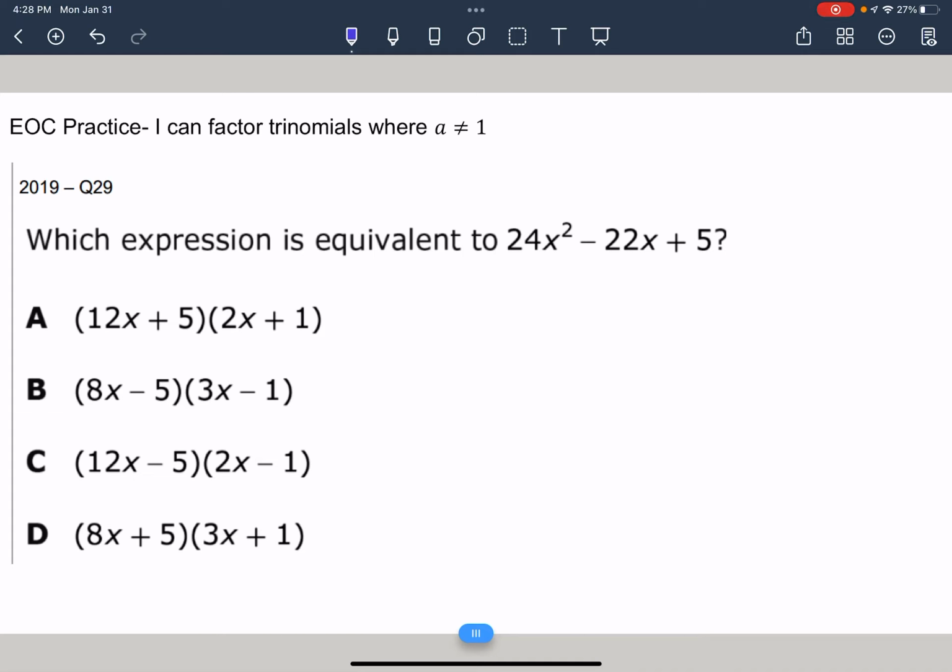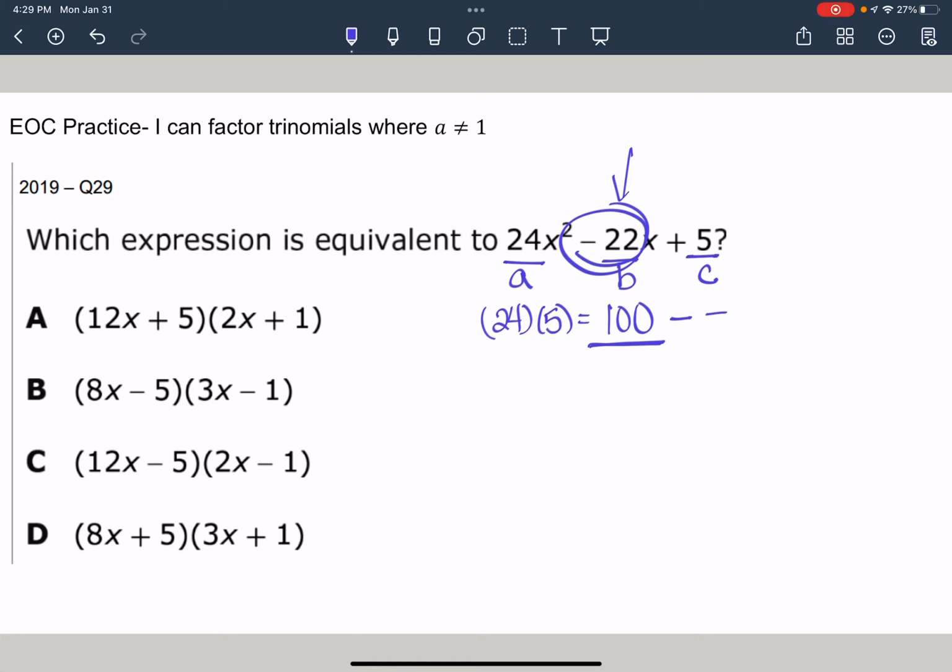So which expression is equivalent to 24x squared minus 22x plus 5? There's no GCF that I can factor out, so I'm going to multiply A and C. When I multiply A and C, I get 24 times 5, which is 120. And I need two factors of 120 that are going to add to negative 22. You can see here that 22 is negative, so I know I need two negative factors.